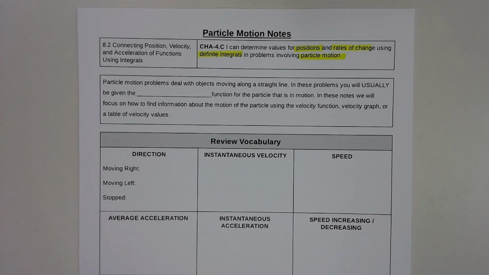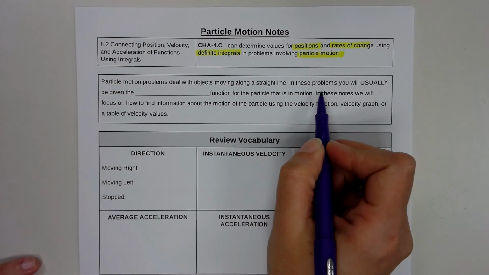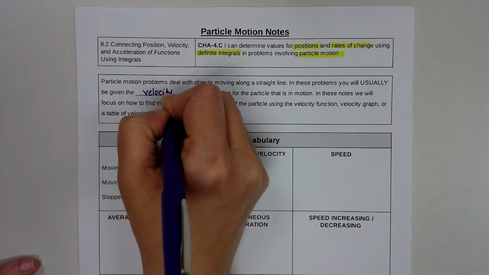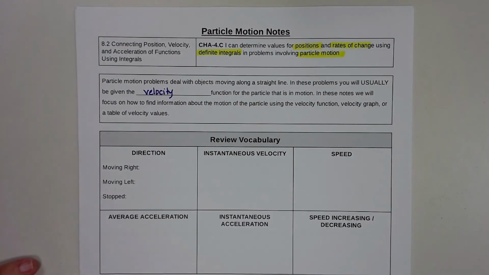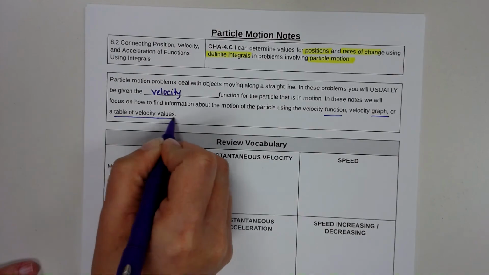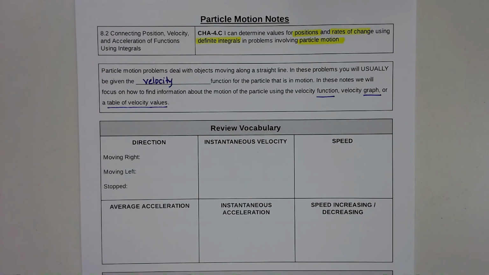Particle motion, as a big idea, are problems that deal with objects moving along a straight line. In these problems, you will usually be given the velocity function for the particle that is in motion. In these notes, we will focus on how to find information about the motion of the particle using the velocity function, the velocity graph, or a table of velocity values. So there are three different example problems here, one of which is all about the velocity function, one is about the graph, and one is about a table of values. Let's start with some review.